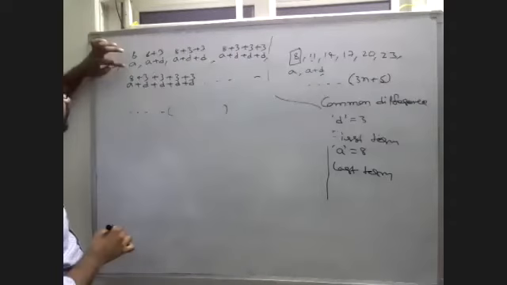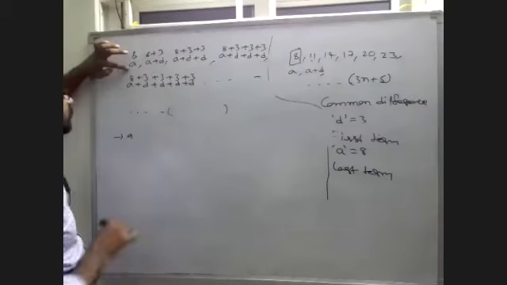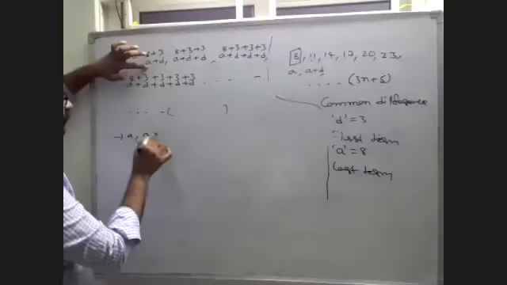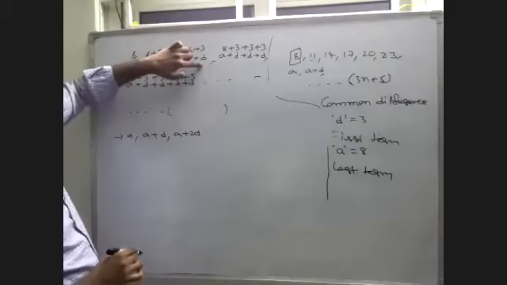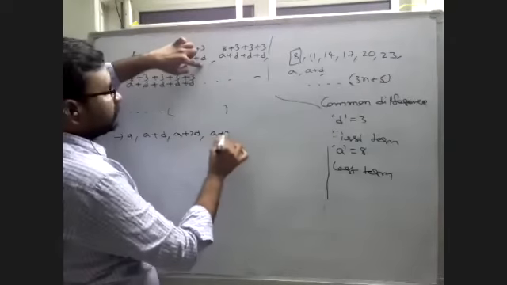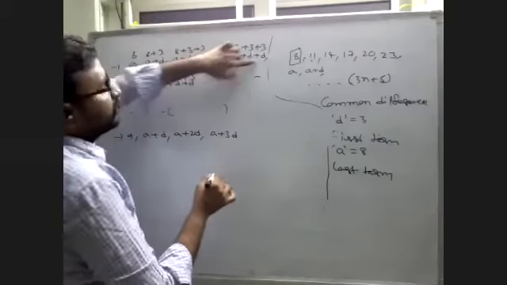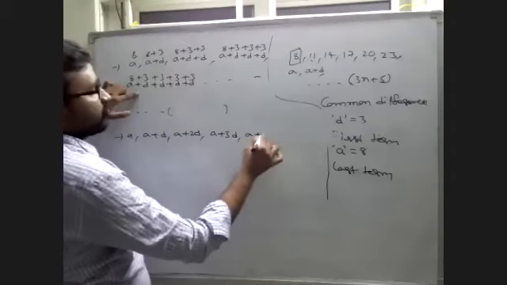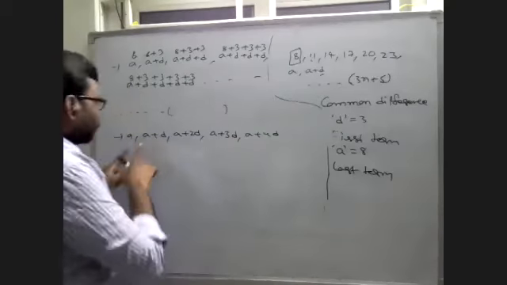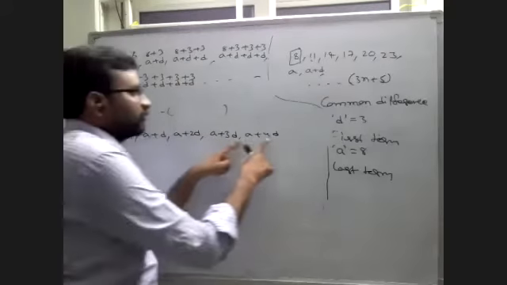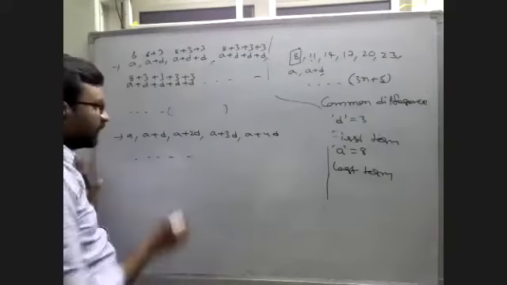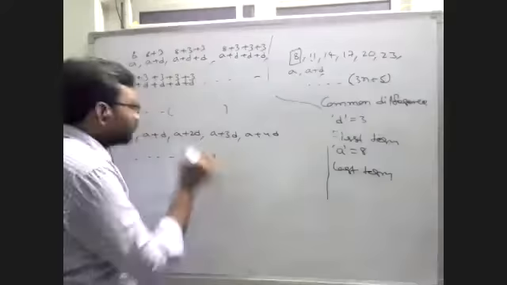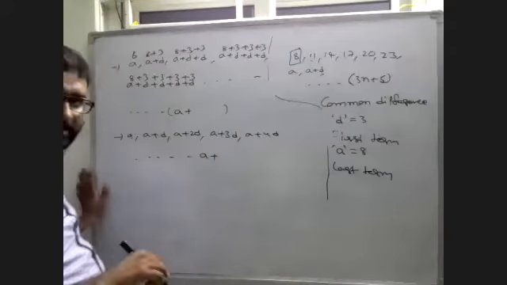This is a series, right? First, A. Then A plus D. Then A plus 2D, that is D plus D. Then A plus 3D. Then A plus 4D. First term, second term, third term, fourth term, fifth term, and so on. Lastly you will get the last term, the nth term. There also you have A plus something. That something you have to know, right?